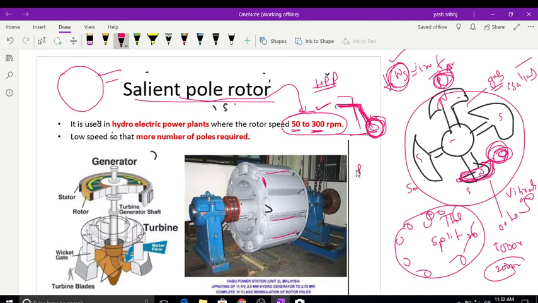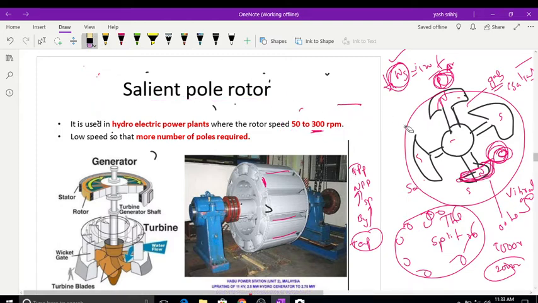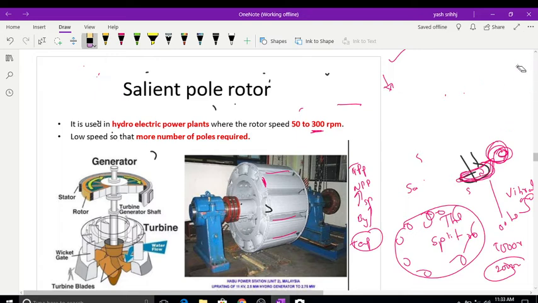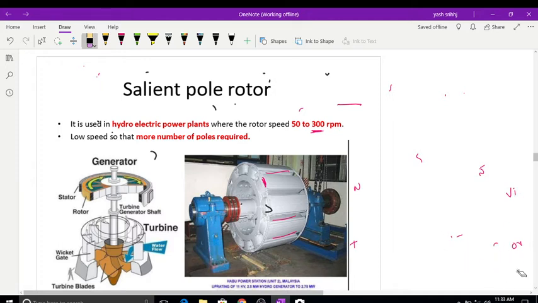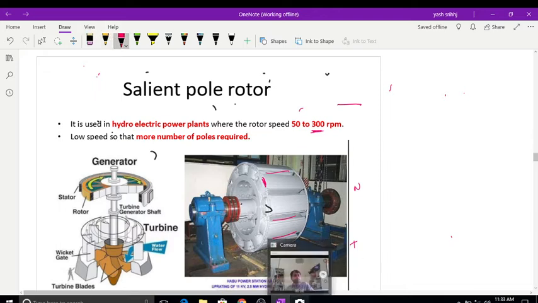In a thermal power plant and a nuclear power plant, we can increase the speed by increasing the temperature. So there we can increase the speed, but in this hydropower plant we cannot. So I will explain why the salient pole has a larger diameter and the non-salient pole has a smaller diameter. Let us discuss that comparison.